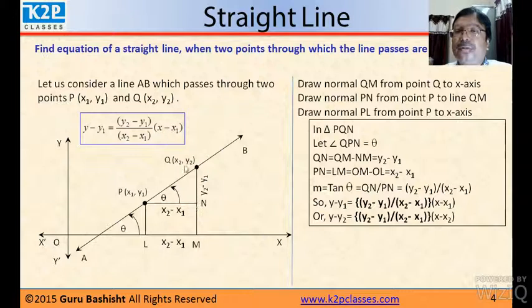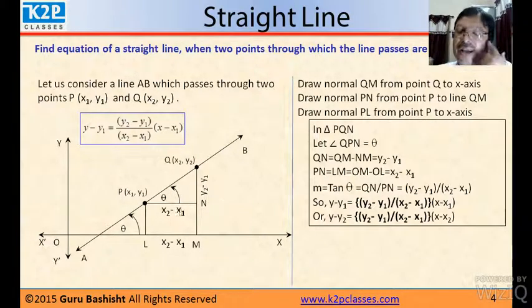Look, this whole line, the length of the line QM is y2 and this is y1, PL, so this will be y2 minus y1. Here OM is x2, OL is x1, so LM is x2 minus x1, so PN is x2 minus x1.